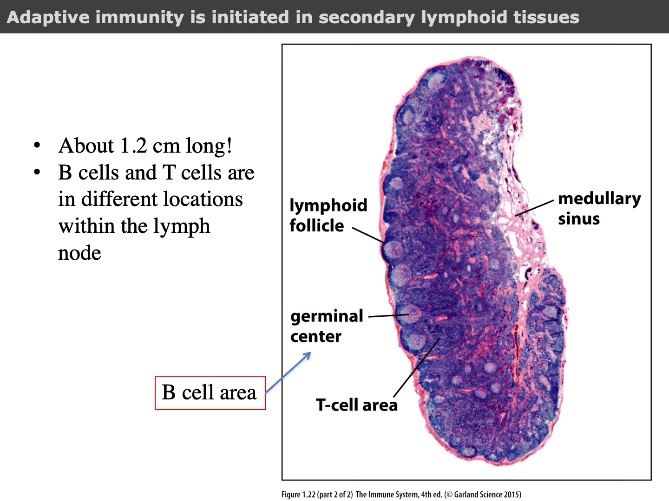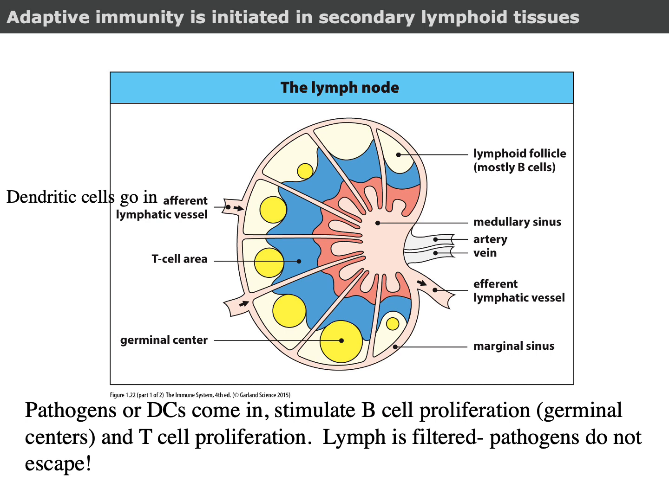Let's look at the diagrammatic version of this on the next slide. This is just a morphological section of a lymph node to show you what it actually looks like. But let's look at the diagram. I think maybe it's easier for us to look at and think about. So we have this afferent lymphatic vessel. Dendritic cells can come in here, okay? We've got these lymphoid follicles on the edge, mostly B cells there. The germinal centers are also B cells. Then we've got this T cell region, this blue area, okay? And of course, we've got the medullary sinus where all of the cells are coming and going and mixing.